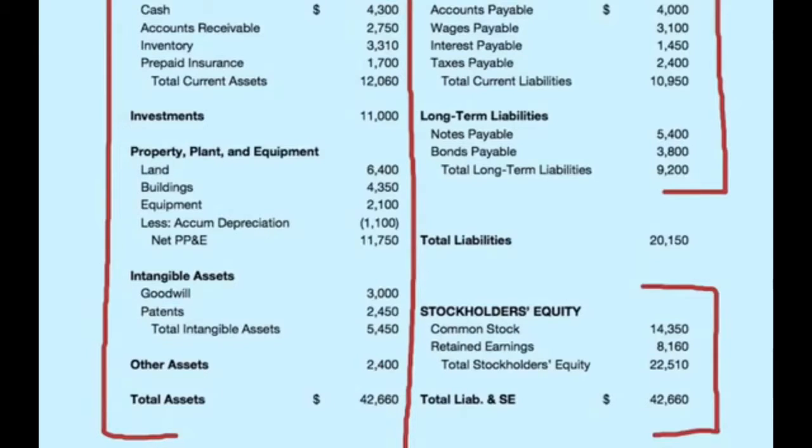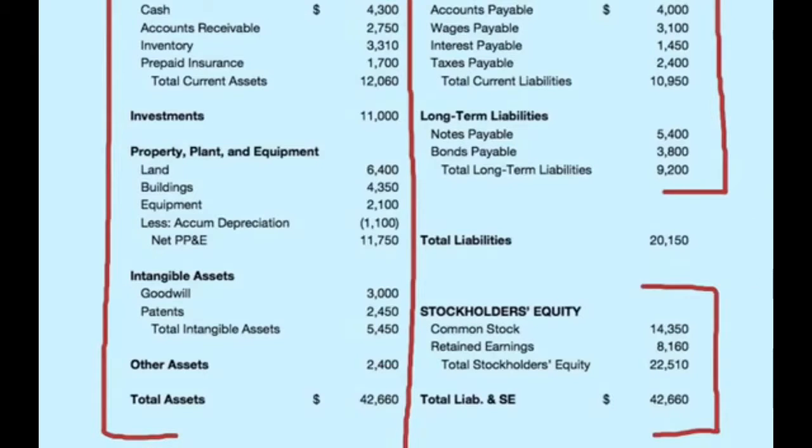So to kind of understand why that is, the assets is what the company owns. It's stuff like their cash, the accounts receivable, inventory, prepaid insurance, land, buildings, equipment. It's their resources, things that they have to use that will bring some sort of gain or profit or economic benefit at some time in the future. That's what an asset is.